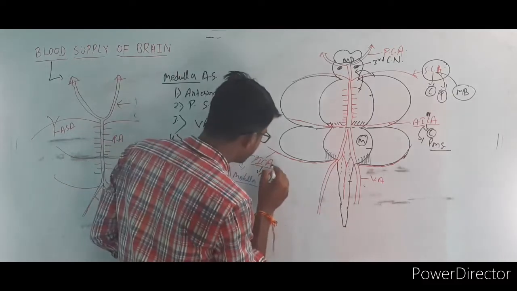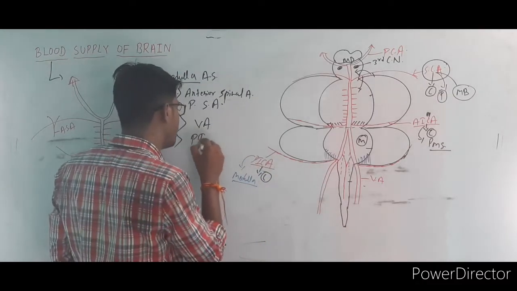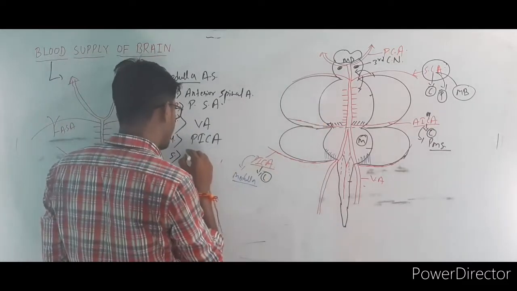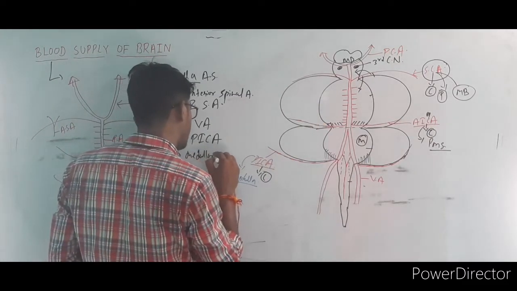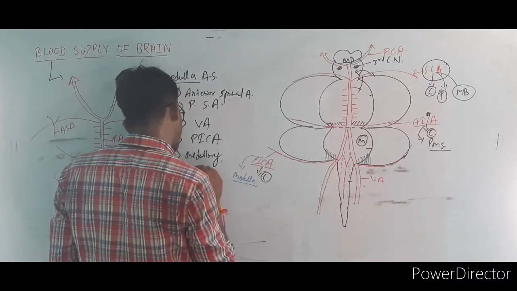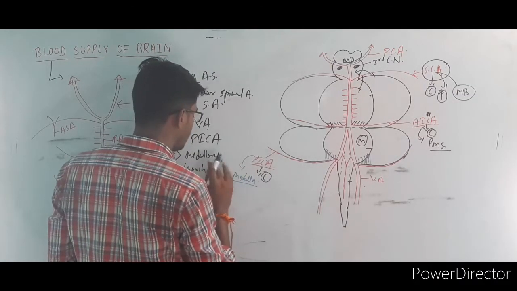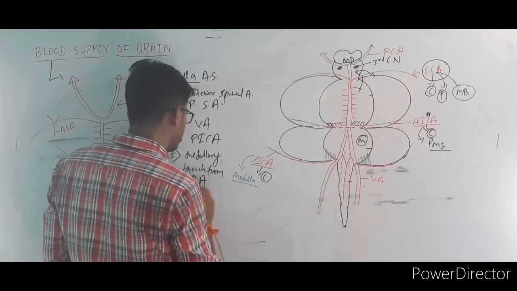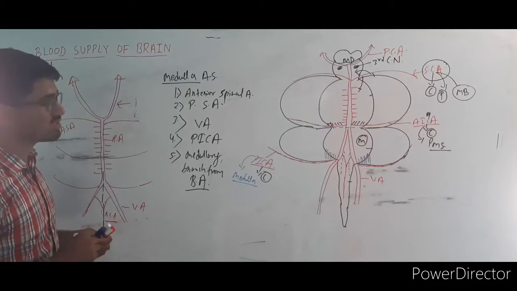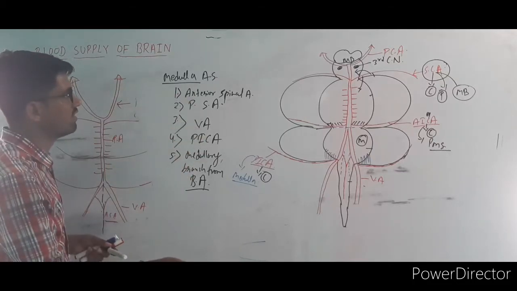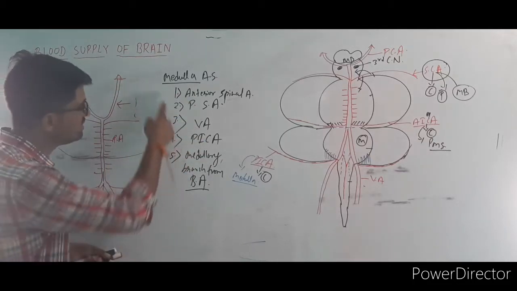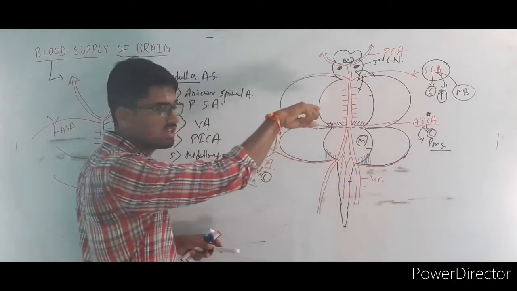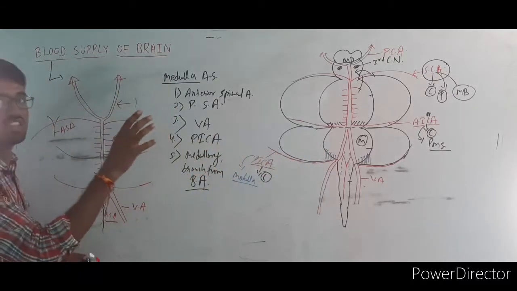Fourth, can you tell this, PICA? Yes, PICA is also supplying. And fifth, the medullary branch from the basilar artery, right? So this you should not forget, the medullary branch from the basilar artery. Many times the question has been asked: which one of the following is not supplying the medulla? So these all are the arteries. If you remember all these things in these posterior structures, then only can you remember everything, right?